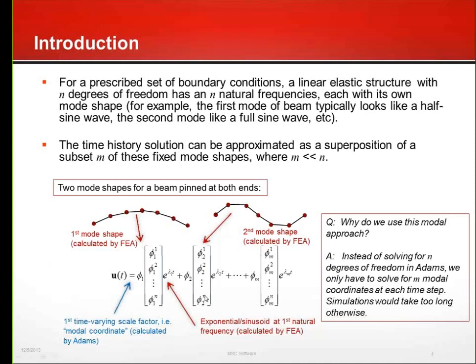Now really what we do in Adams is we form a solution that's a superposition of these fixed mode shapes. And so we have these scale factors here, which I probably should have used a different symbol than phi since I've already got it here. But these scale factors are time-varying scale factors. And so you have scale factors on these mode shapes, and those basically determine the final solution. So what Adams does is it calculates these time-varying scale factors on the mode shapes.